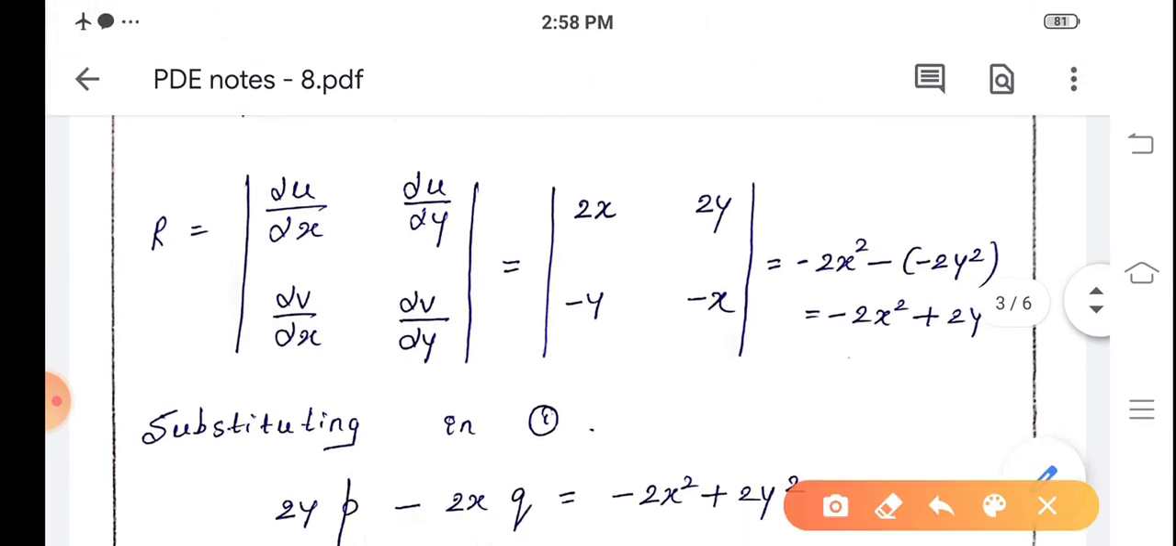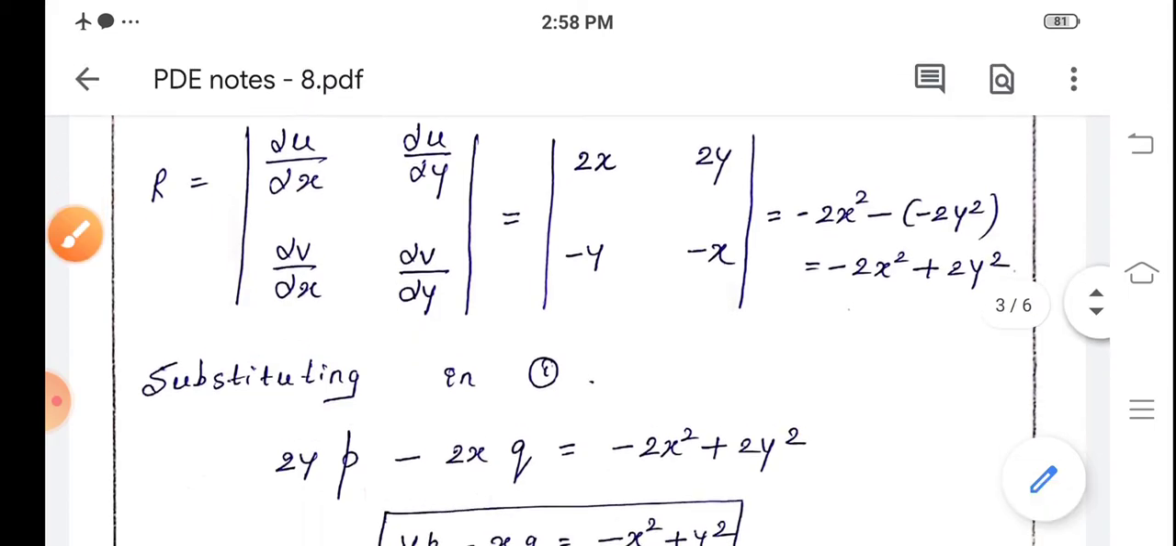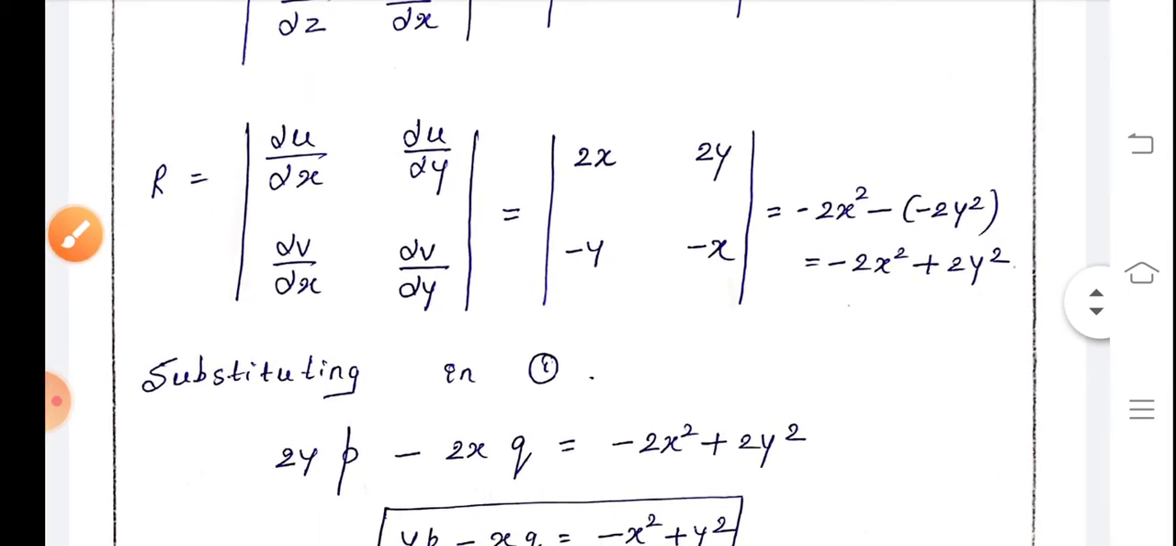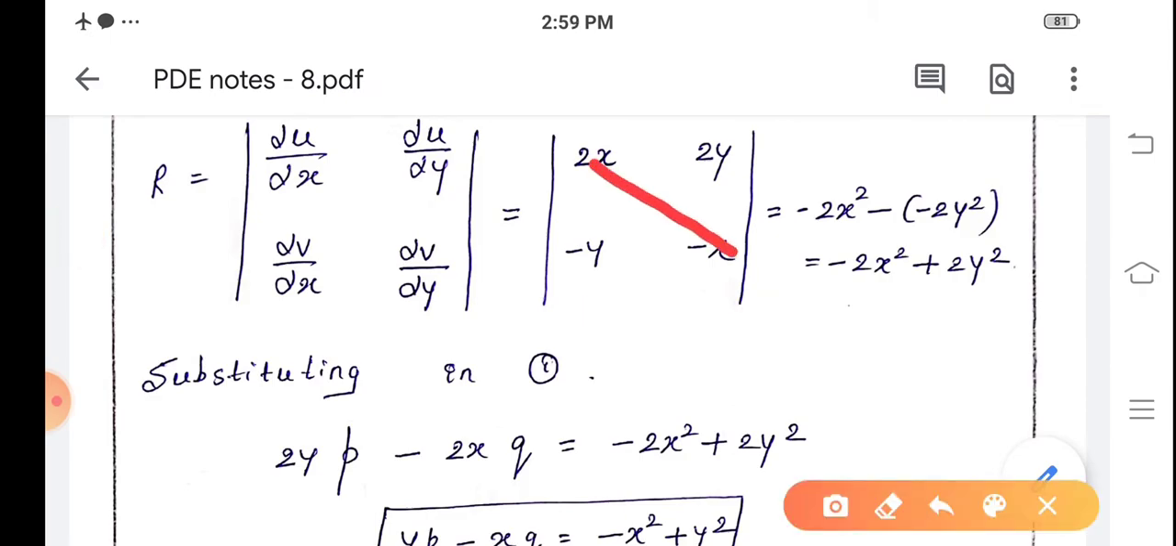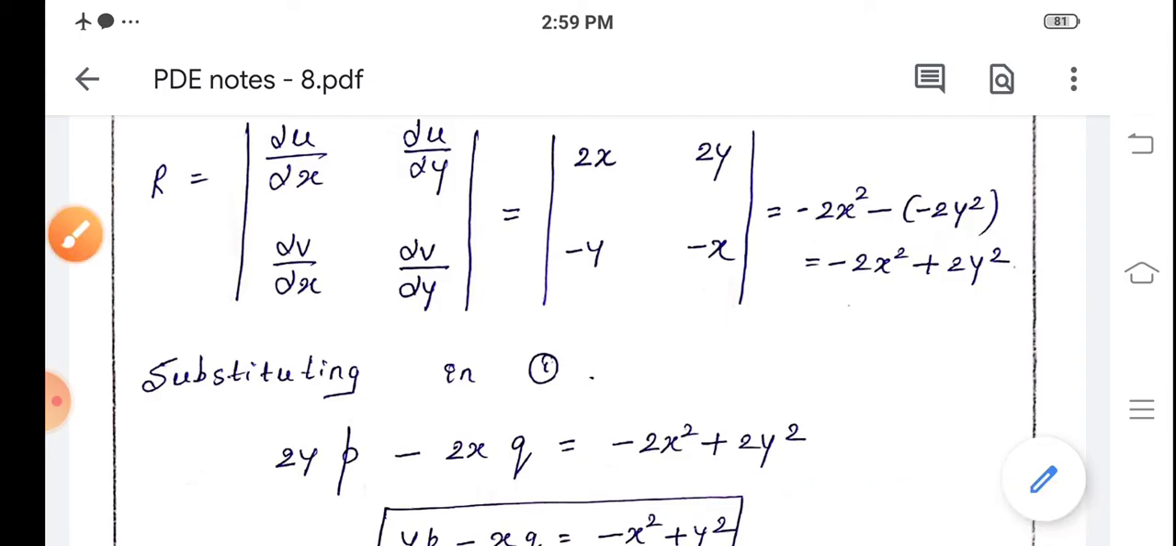Next, we are finding R value. R is given by determinant dou u by dou x, dou u by dou y, dou v by dou x, dou v by dou y. That is determinant of 2x, 2y, minus y, minus x. So on expanding this, we are getting 2x into minus x minus 2y into minus y. That will be minus 2x square minus of minus 2y square, or minus 2x square plus 2y square.